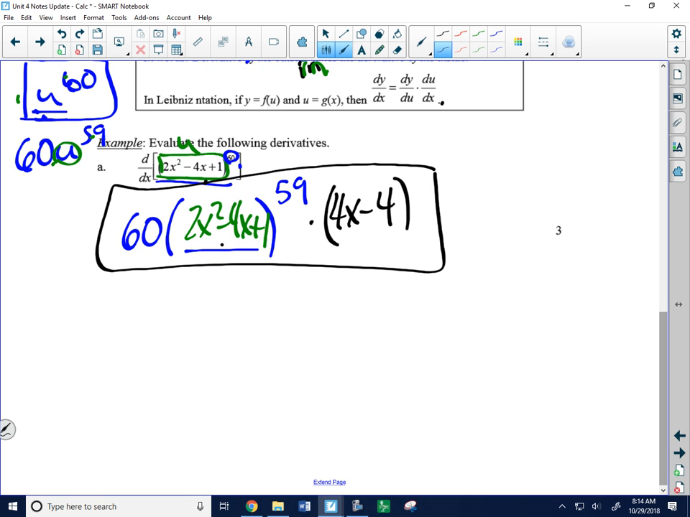You see how I outlined the colors? So this is very important. Outside derivative, 60 something and 59. Leave the inside. That's the green. Outside, and then out here I put the inside derivative. And that's the process every time.